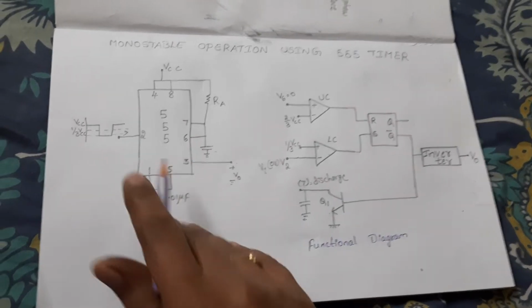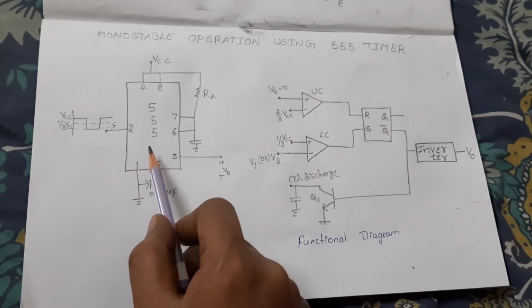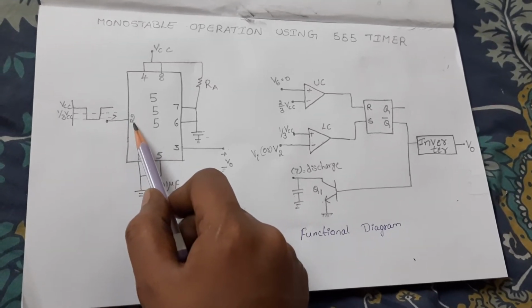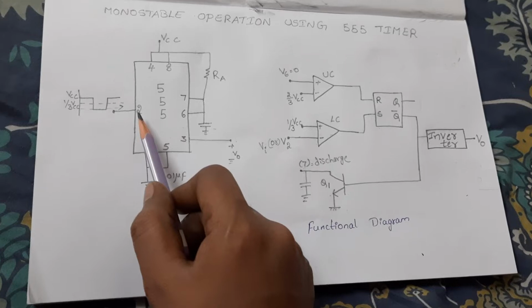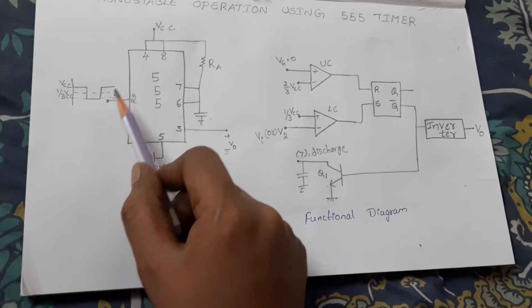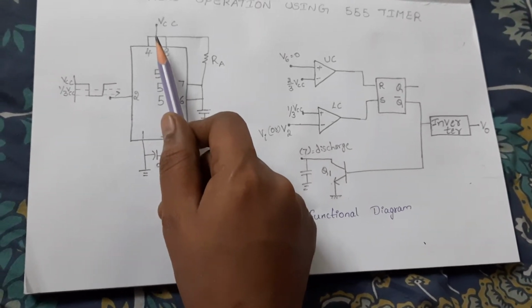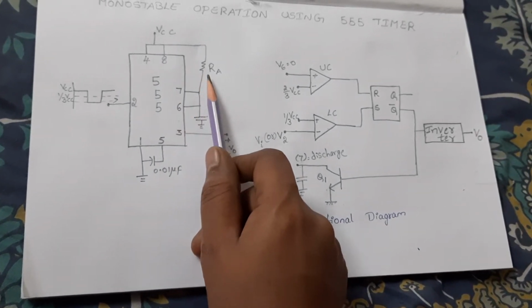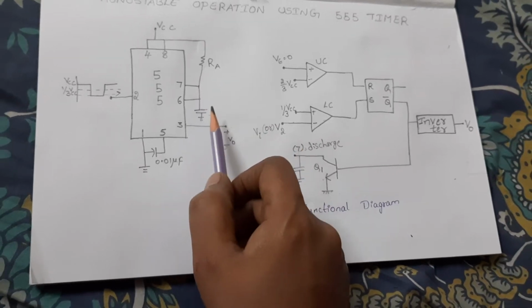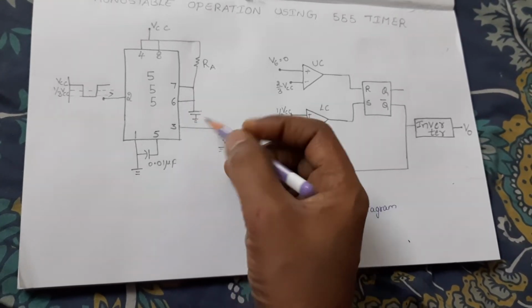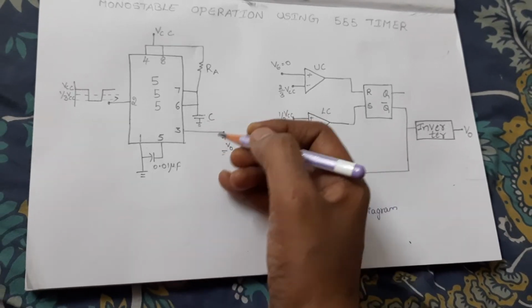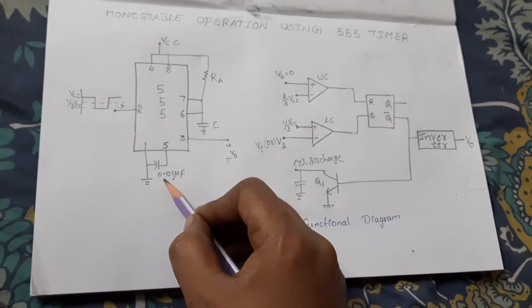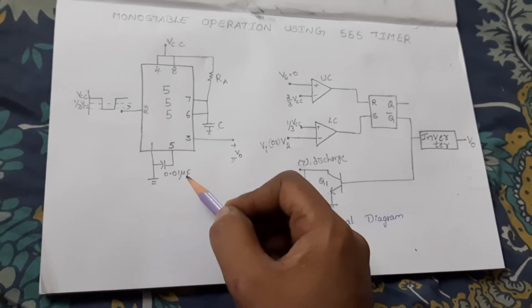This is the pin diagram of monostable using the 555 timer. Observe the second pin, a very important pin. The second pin is connected to the triggering pulse. Fourth and eighth pins are connected to plus VCC, and seventh and sixth pins are connected through this resistance RA and this capacitor C. Fifth pin and first pin are connected through the capacitor 0.01 microfarads, a very small capacitor.